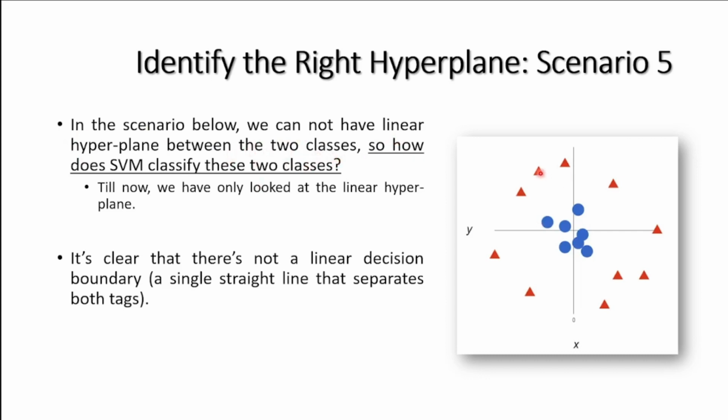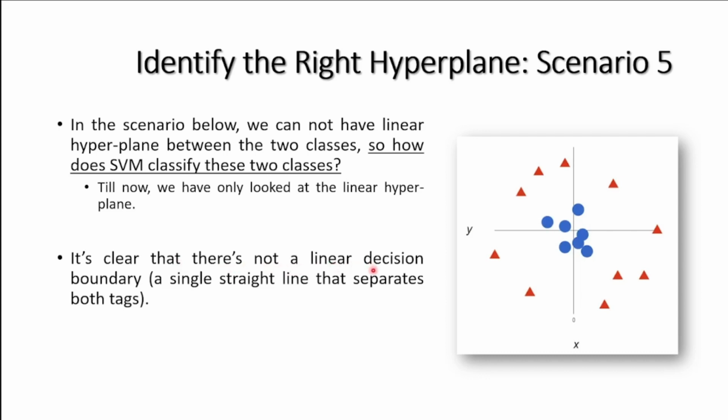So whereby class number 1 is the red triangle, and class number 2 is the blue circle. How does SVM classify these two classes? So till now, in our discussion from this slide, part number 2 SVM, we have only looked at the linear hyperplane, isn't it? Have you noticed that? So far, we just discussed the straight line.